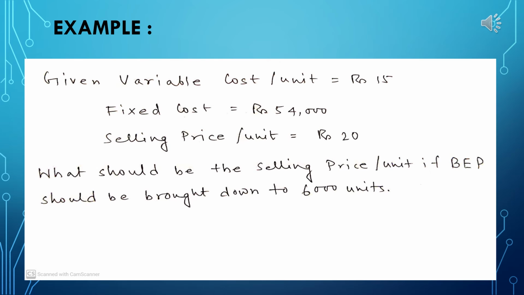Taking into consideration another example here, where variable cost per unit has been given to us at rupees 15, the fixed cost amount has been given to us at rupees 54,000. The selling price per unit has been given to us at rupees 20. This is a new kind of sum where you need to find out what the selling price per unit should be if the break-even point figure should be brought down to 6,000 units. So let's go into the calculation to see how to solve this particular interesting example.